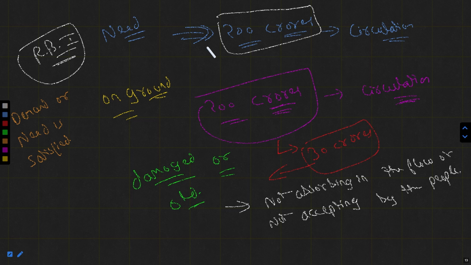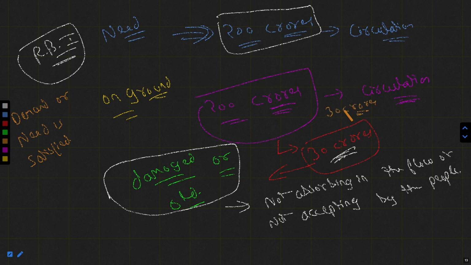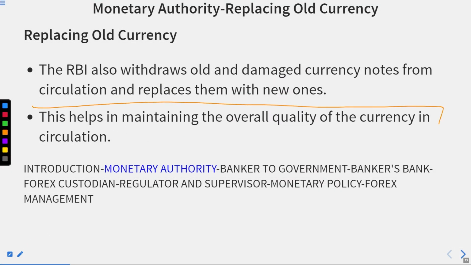RBI will decide, okay, this is the need, this is the on ground reality, the need is satisfied. But after in-depth analysis, it will find out that out of 200 crores, 30 crore worth of notes are not as per the required standards. It means that they must be replaced. So what happened? The RBI will replace these 30 crores with new notes of 30 crores. Got it? So this generally maintains the overall quality of the currency in circulation. Got it?